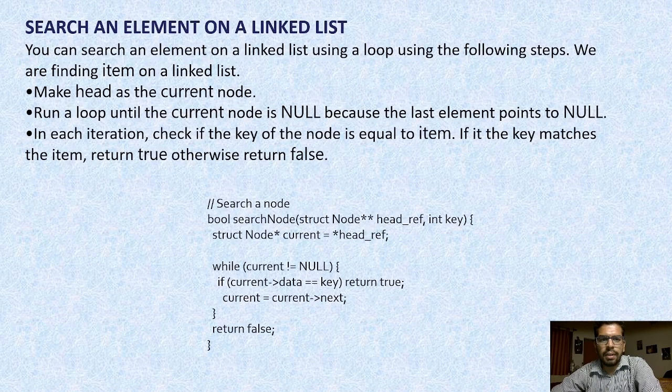Search an element in a linked list. You can search for an element in a linked list using a loop with the following steps. We are finding an item in a linked list. Make head the current node. Run a loop until the current node is null, because the last element points to null. In each iteration, check if the key of the node is equal to the item. If the key matches the item, return true, otherwise return false.